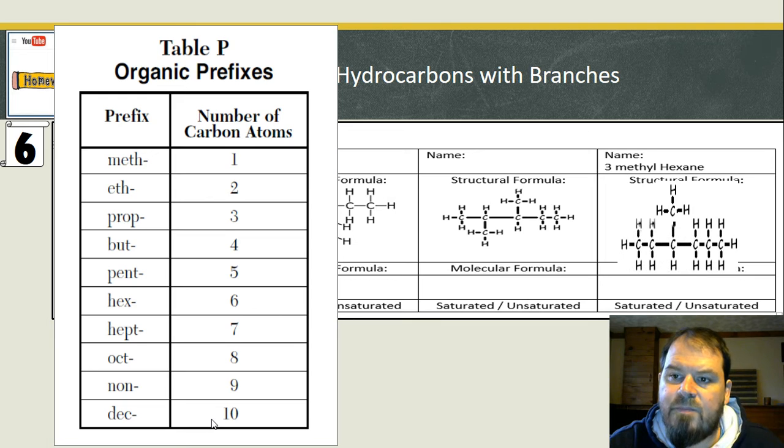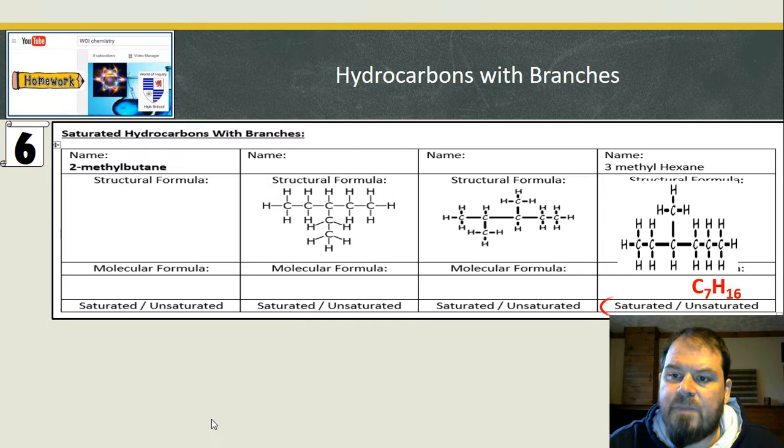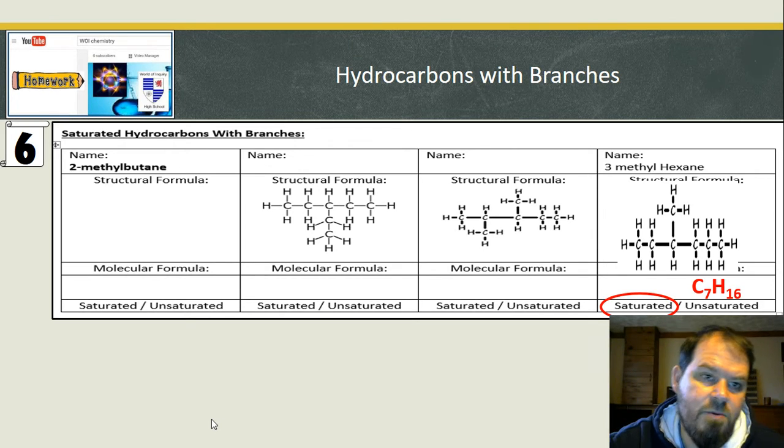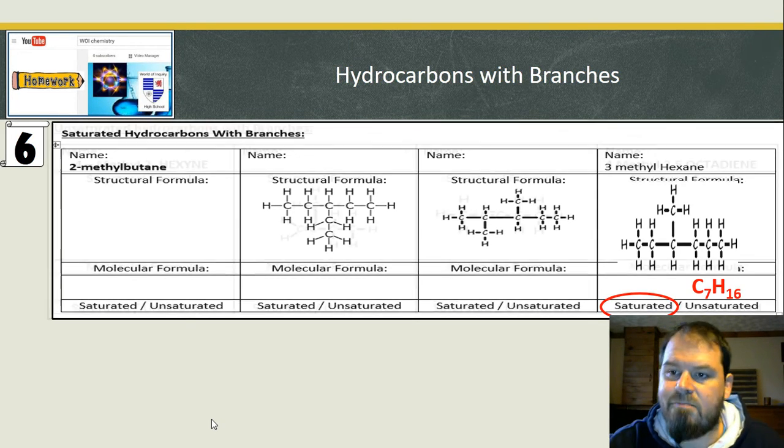Fill in my H's. And this is going to look a lot like the first one we did. C7, H16, all single bonded, it's saturated. So 2-methylbutane and 3-methylhexane are very similar. Notice the butane just had a 4-carbon main chain. Hexane has a 6-carbon main chain. Where did I put the methyl? In this case, the 3rd carbon. On the first example we did, we put it on the 2nd carbon.